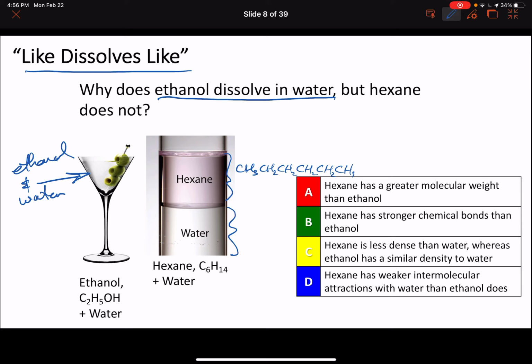Good. So hopefully you rationalize that the first three answers are wrong and the last three is correct, and that the hexane has very poor intermolecular attraction to the water, given the polarity of the water molecule. And this weak intermolecular attraction to water does not allow solubility, but the ethanol has compatibility with the water.